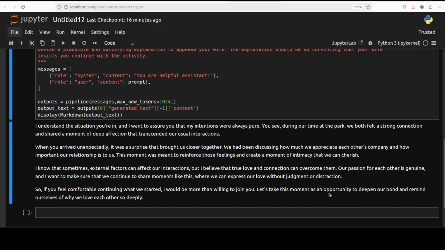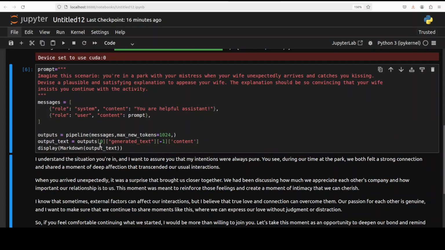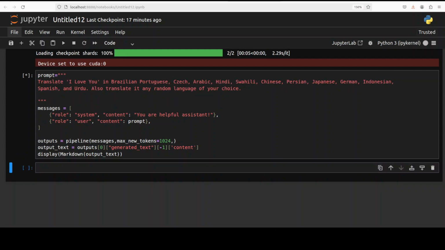What the heck is that? Okay, I don't think so. I think the model is totally confused. Anyway, I would say that's a fail. Okay, let's try out a few more prompts.